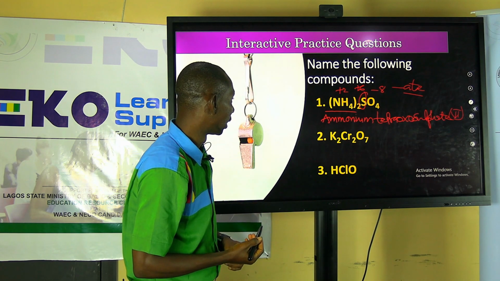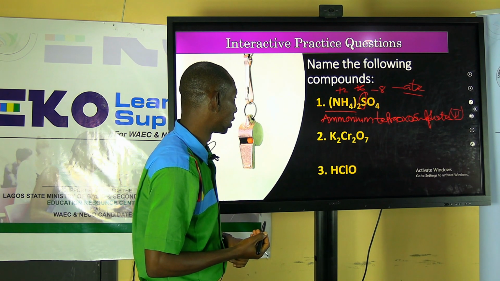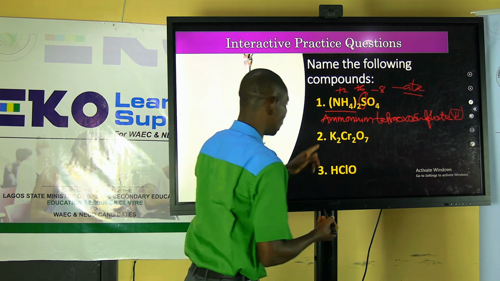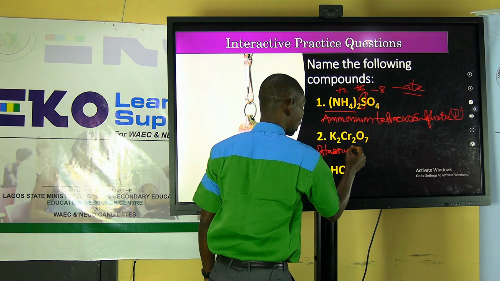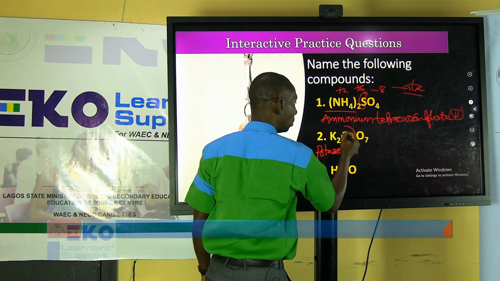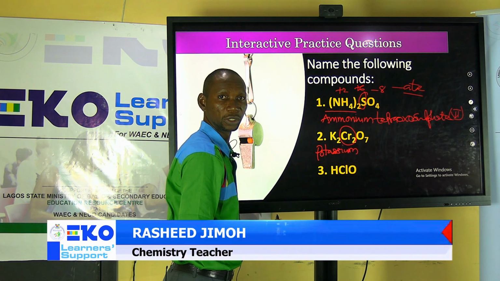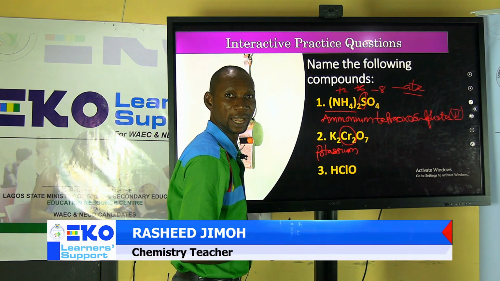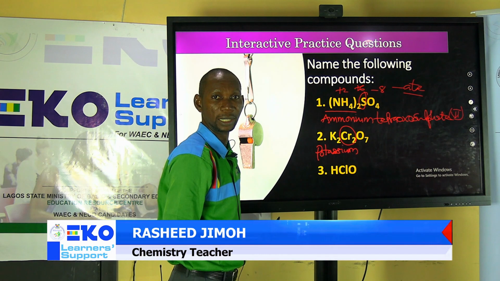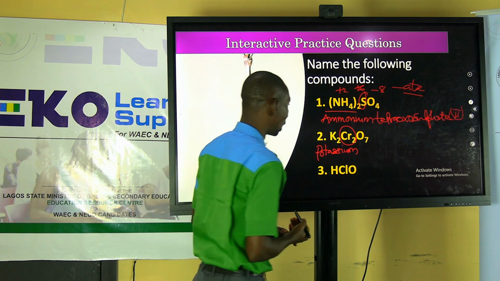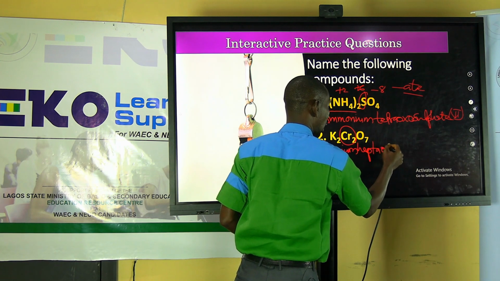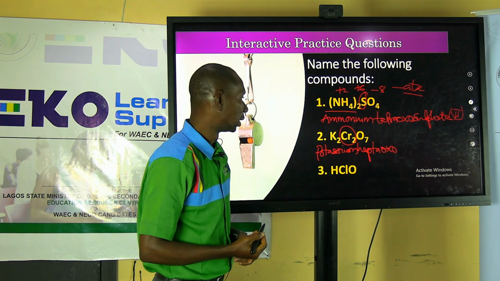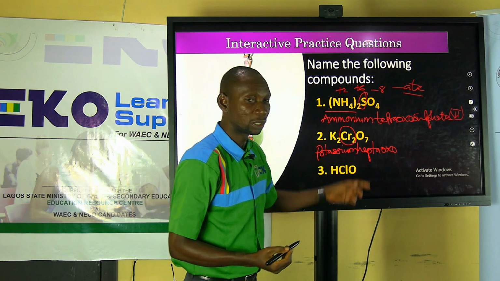Let's quickly apply the same rule to the second compound. Okay, so the first element here is potassium. That is straightforward. Leave the middle element, go to the oxygen. How many oxygen are there? 7. Yes, 7 in science means what? Heptagon, 7-sided shape. So what? Heptaoxo.